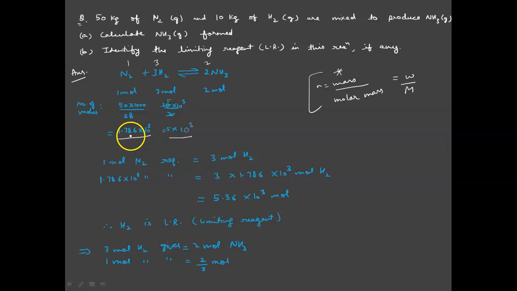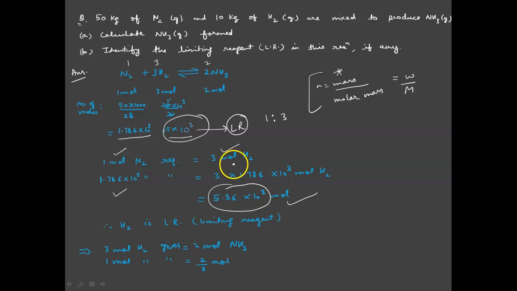Now 1.786, the ratio is 1:3. It means 1 mole N2 requires 3 mole H2. So 1.786 into 10 to the power 3 mole requires 5.36 into 10 to the power 3 mole. But here we only have 5, but we need 5.36. So who is the LR? This is the limiting reagent because it is less than the required amount. So hydrogen is the limiting reagent.